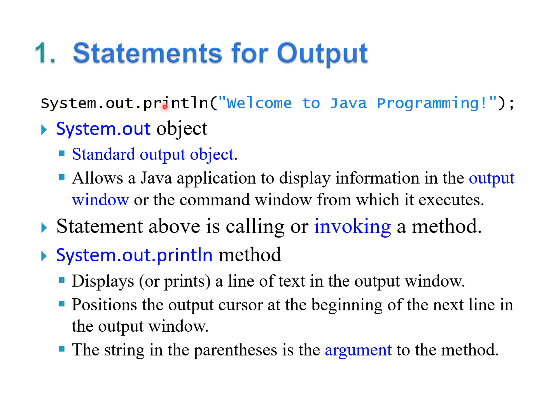This method displays or prints a line of text in the output window. It will also position the output cursor at the beginning of the next line in the output window, so that the argument of the next output statement will be displayed from the beginning of the next line. The string inside the parentheses following the method name is the argument to the method println.